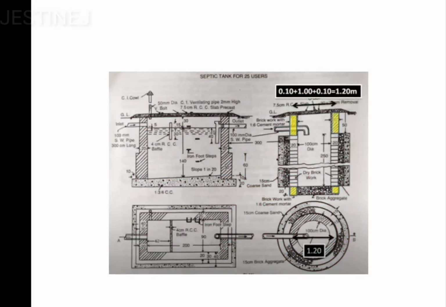With this diagram, you will get more clarity. This second class brick is considered here. This yellow portion represents the second class brick. So the topmost portion and the lower portion you have to consider. For that, you are considering the center line length, that is 0.1 plus 1 plus 0.1, you will get 1.2 meter. Okay, the center line length you have to take.